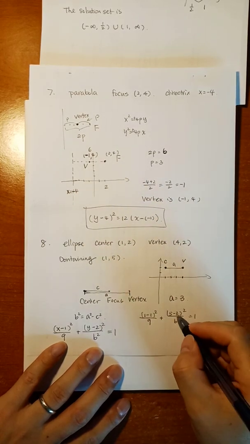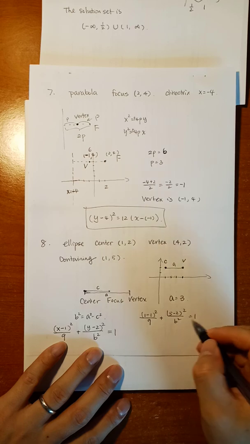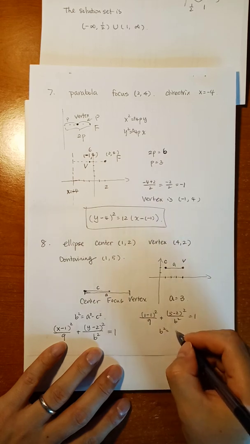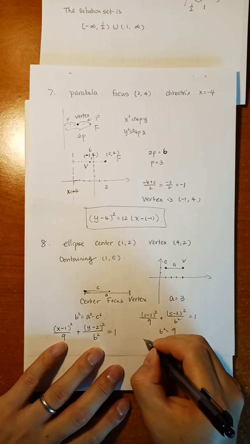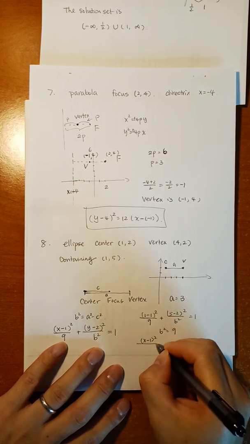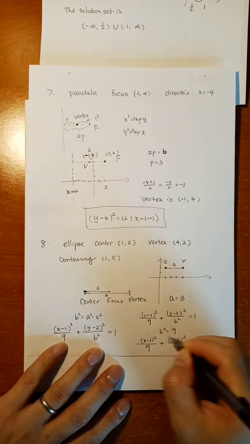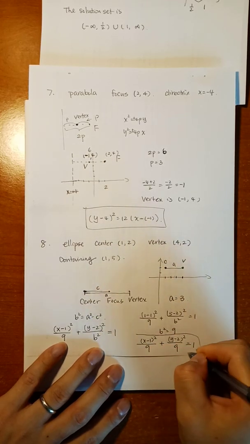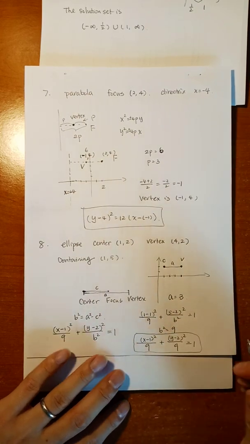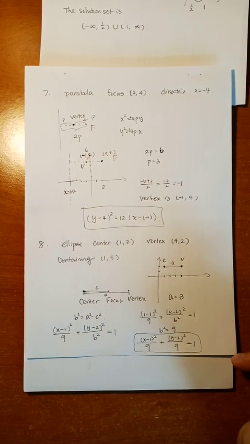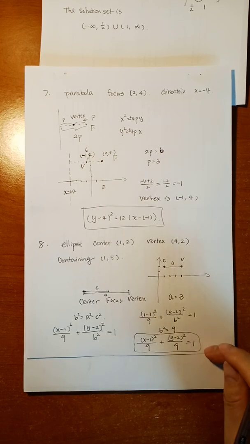This is 0. This is 3 squared over b squared equal to 1. So b squared is equal to 9. So the equation is x minus 1 squared over 9 plus y minus 2 squared over 9 is equal to 1. So it is a circle. It's strange why they always put some circle example, but you follow this way. This is the ellipse. A circle is a degenerate ellipse. So the equation is like this.